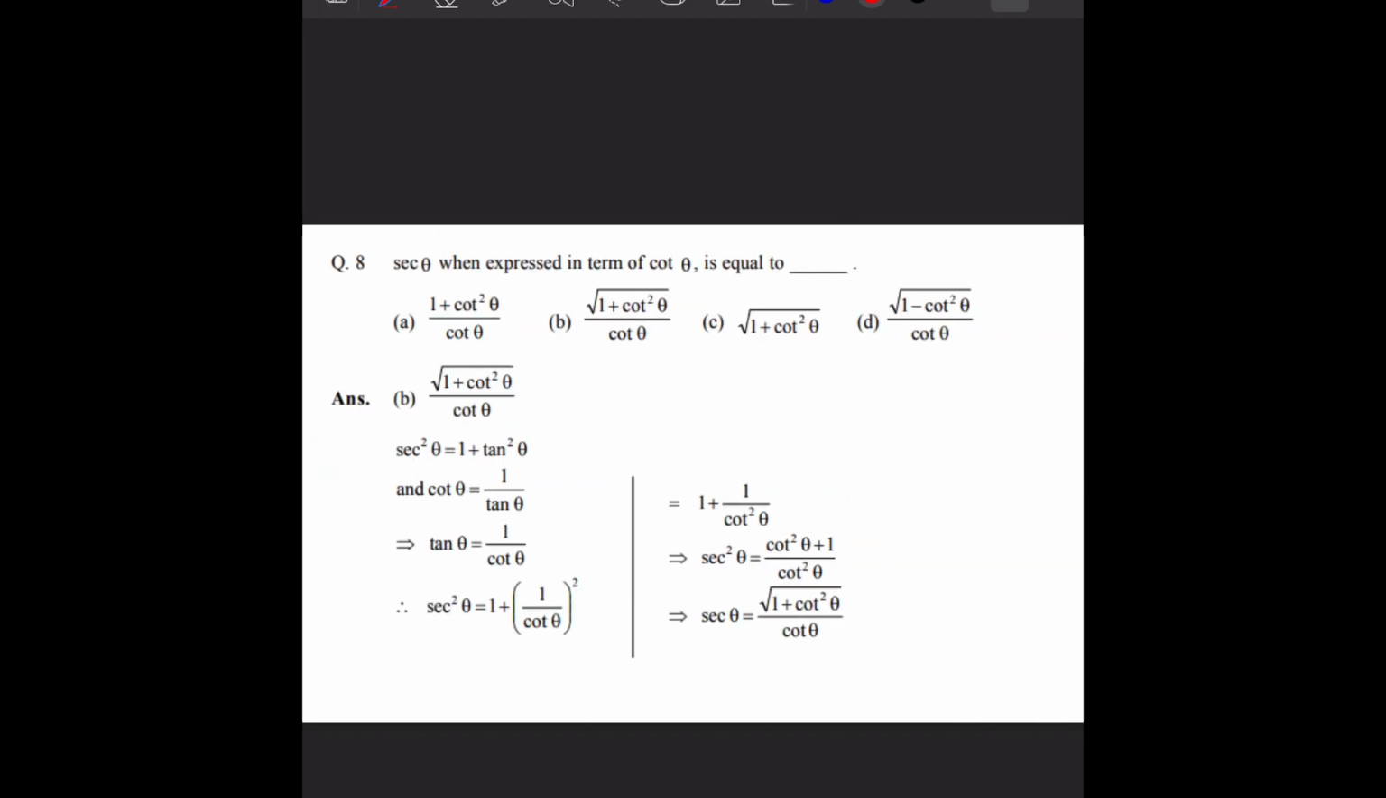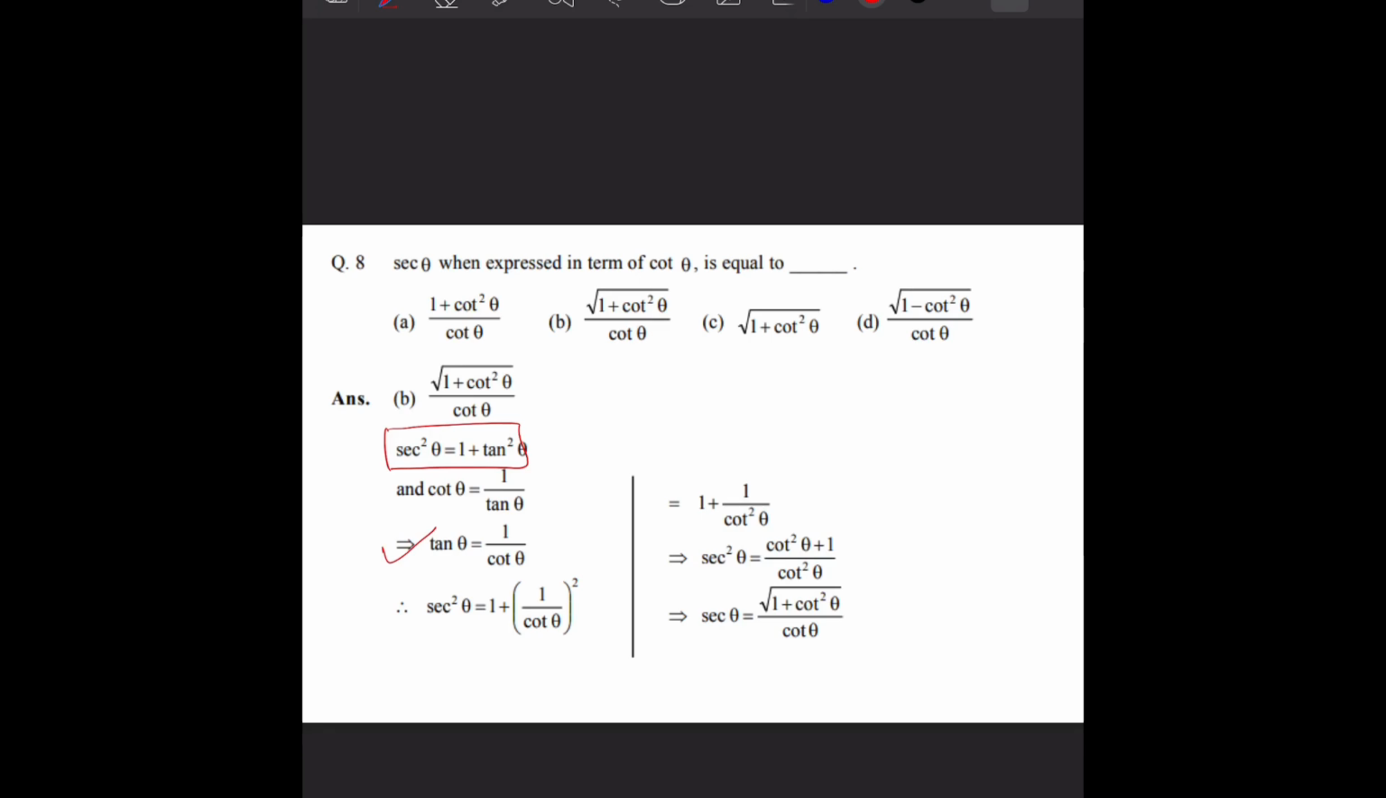Sec theta when expressed in terms of cot theta is equal to. While approaching such questions, we need identities. Sec square theta is equal to 1 plus tan square theta. This identity is very important. And we all know cot theta is equal to 1 by tan theta. Therefore, tan theta is equal to 1 by cot theta.